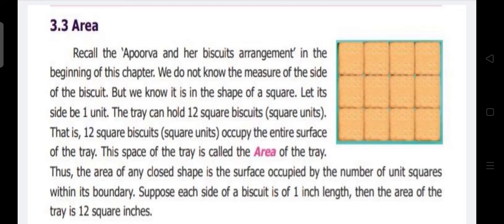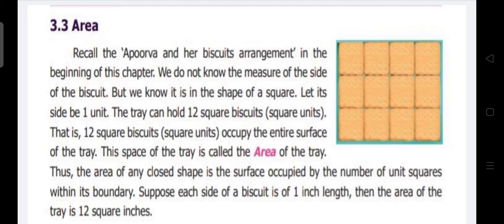The area of any closed shape is the surface occupied by the number of unit squares within its boundary. The space occupied inside a closed shape is what we call the area. The area of any closed shape is the surface occupied by the number of unit squares within its boundary. The space inside the boundary is what we call the area.